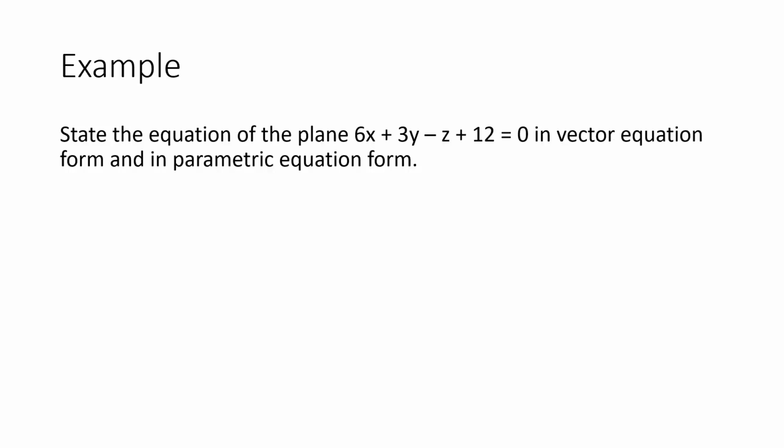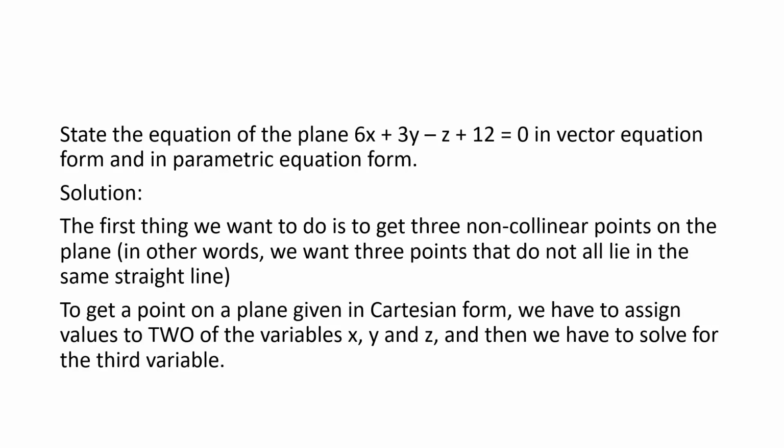Now in this next question, we're going to state the equation of the plane shown in vector equation form and in parametric equation form. So the first thing we want to do to get it in those forms is to get 3 non-collinear points on the plane. So we want 3 points that don't all lie in the same line.